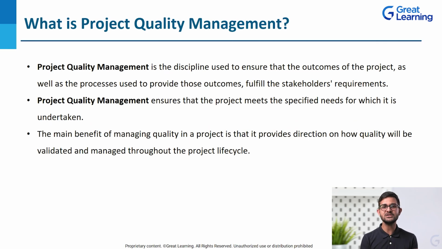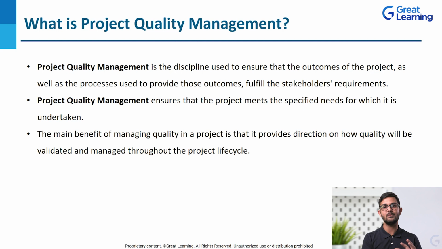As you can see on the screen, the first point says that project quality management is the discipline used to ensure that the outcomes of the project as well as the processes used to provide those outcomes fulfill the stakeholders' requirements. Now you have to remember two things here. Generally there's a confusion. Some people think that if we are meeting the stakeholders' expectations, the quality is assured. But we also have to make sure that the processes used to provide those requirements are also equally important whenever we are talking about project quality management.